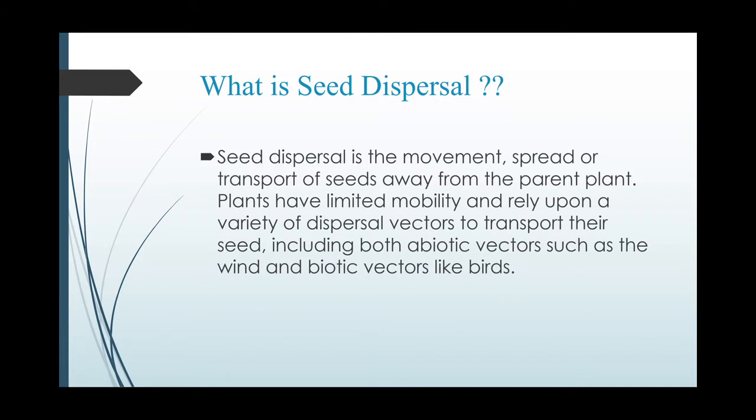What is seed dispersal? Seed dispersal is the movement, spread or transport of seeds away from the parent plant. Plants have limited motility and rely upon a variety of dispersal vectors to transport their seed, including both abiotic vectors such as the wind and biotic vectors like birds.